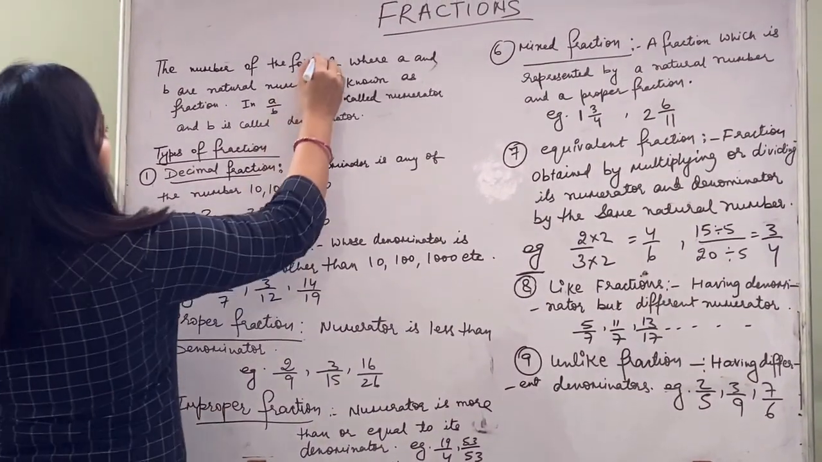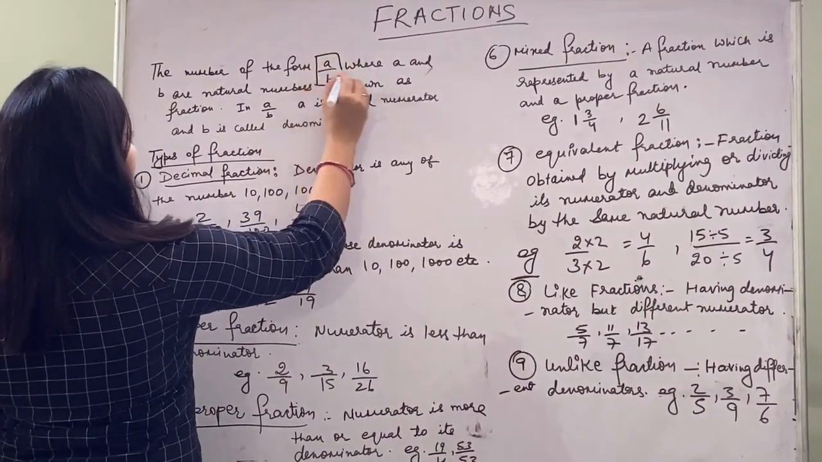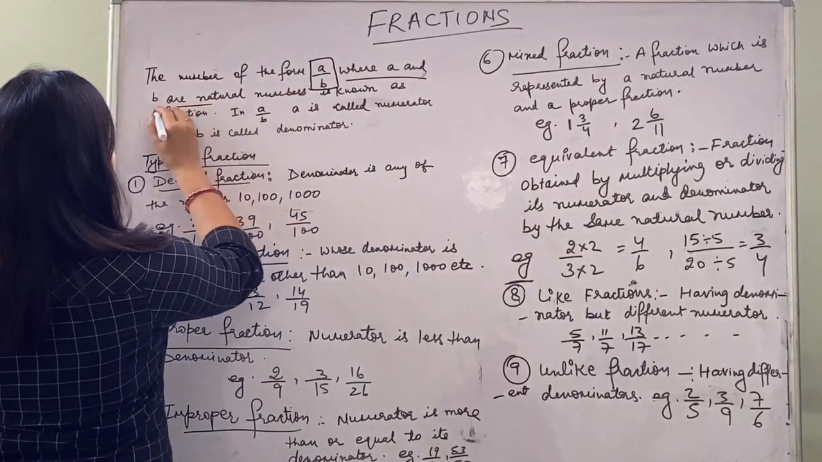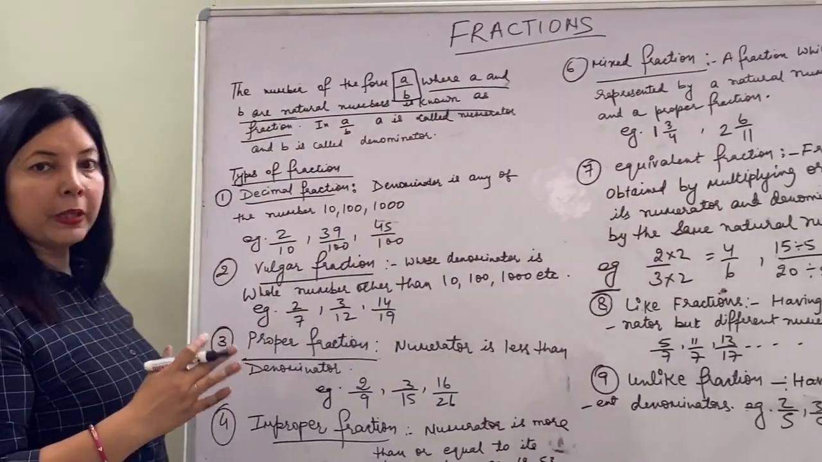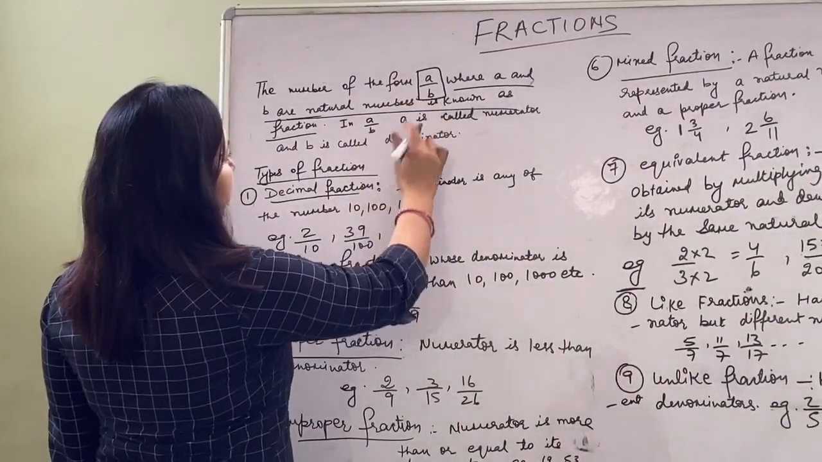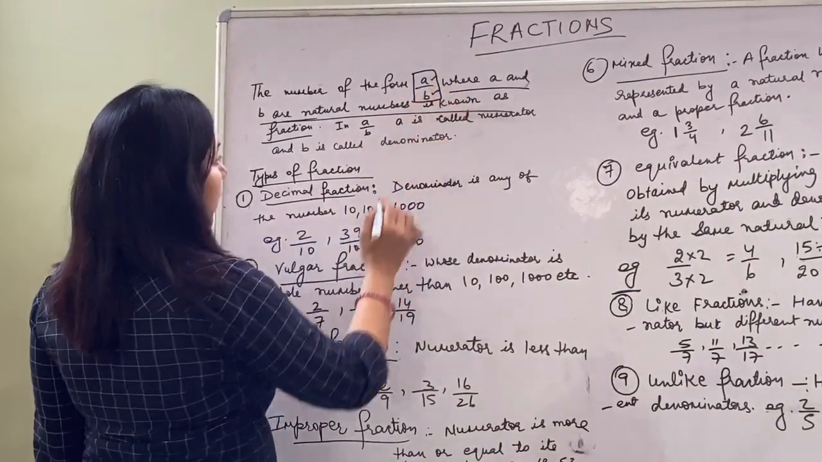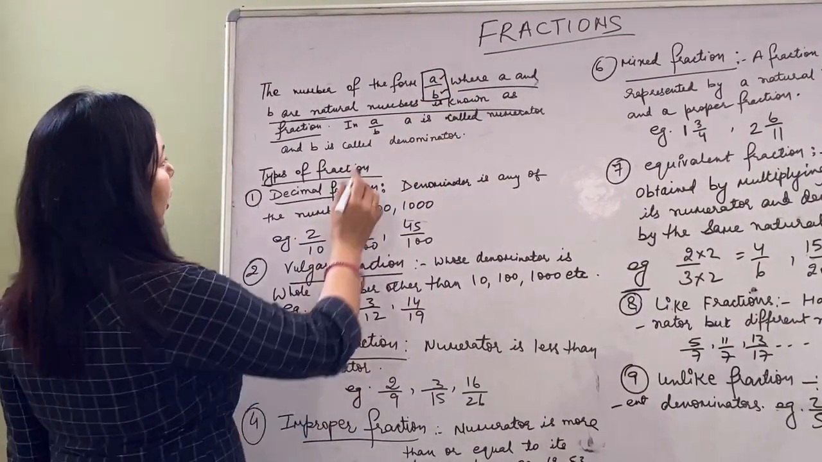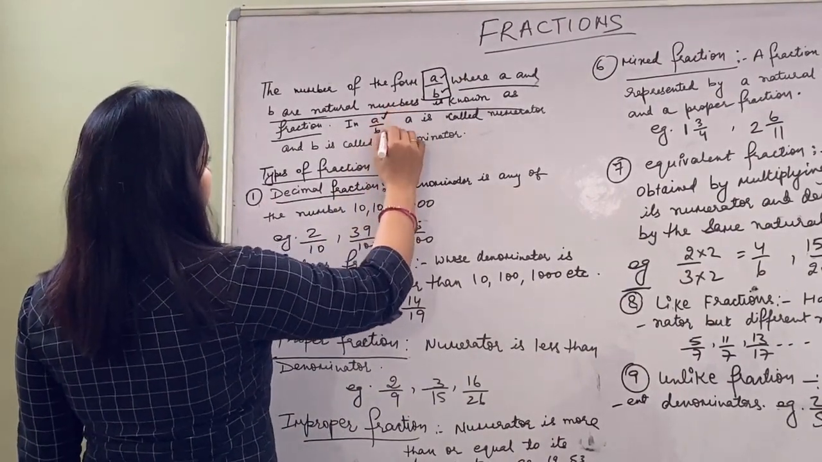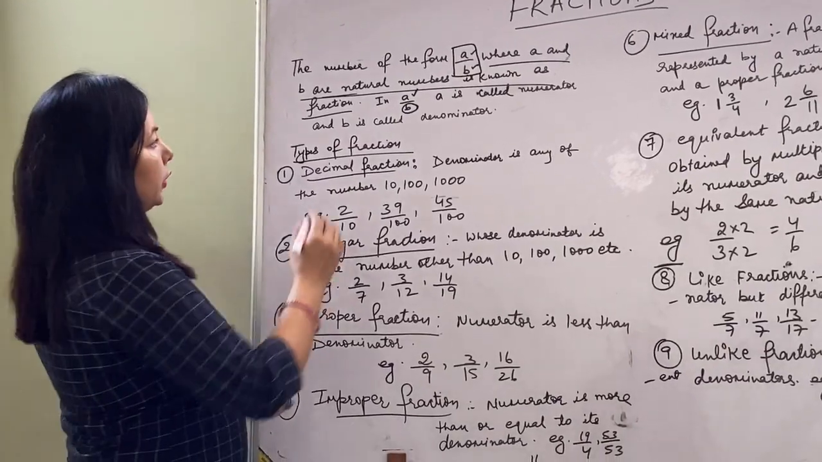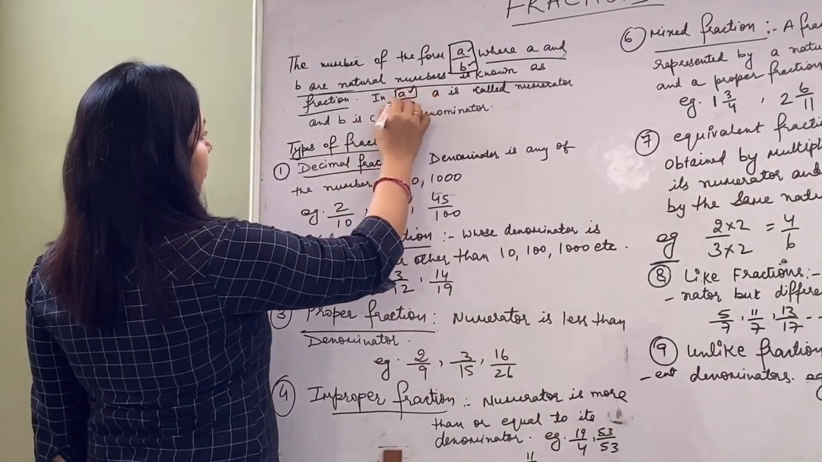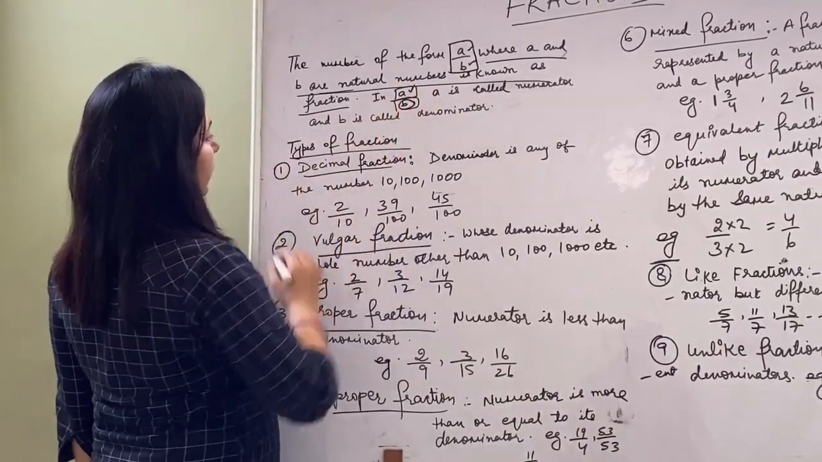The number in the form a by b, where a and b are natural numbers, is known as a fraction. So a fraction will be in the form a by b, where a and b are natural numbers. a is known as the numerator and b we call the denominator.